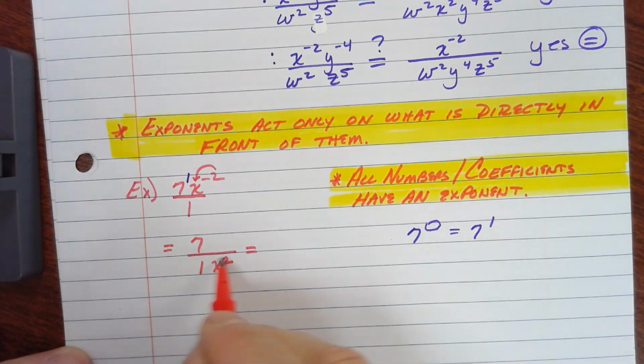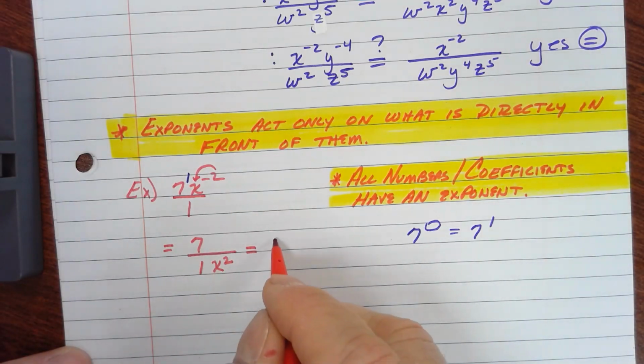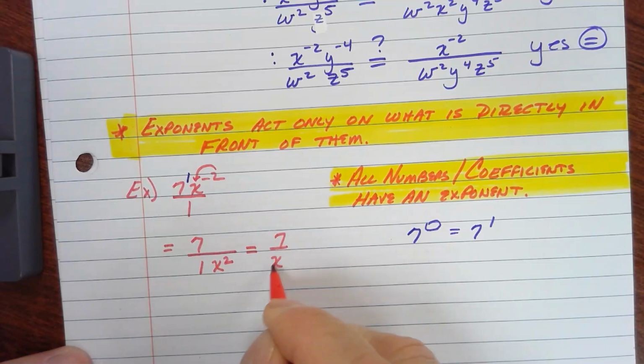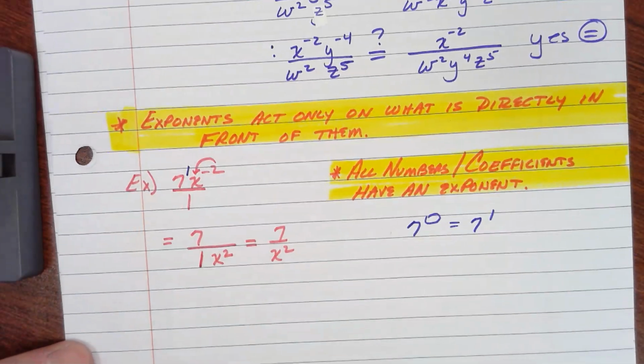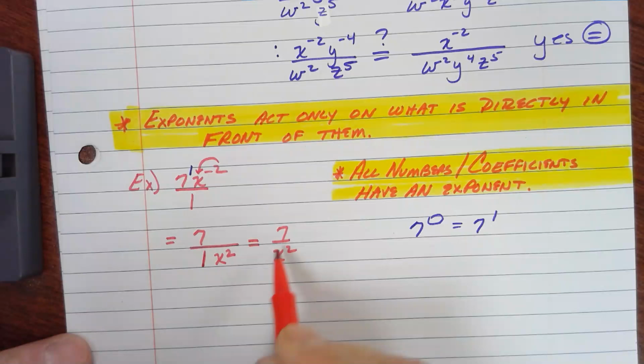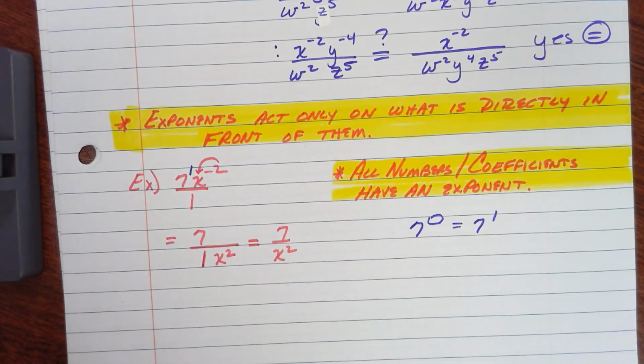Now you can clean that up, or you can leave it just like it is. We know that many times we don't write this 1 in front of an x squared. You could leave it like this, or you could clean it up like that. Either way is great.